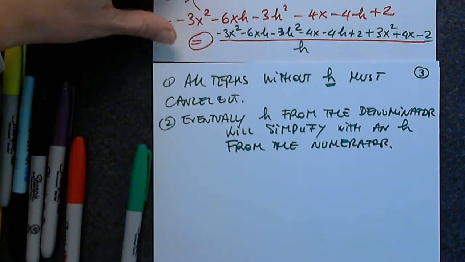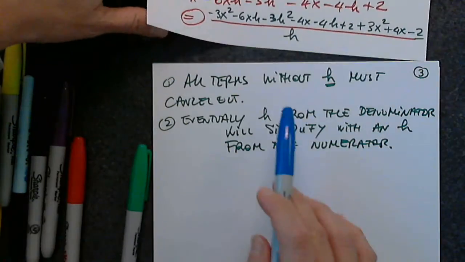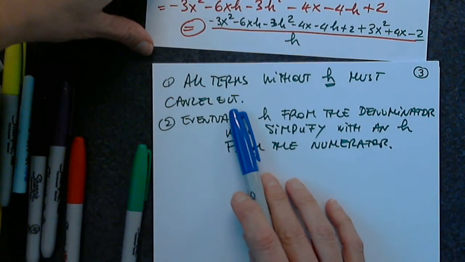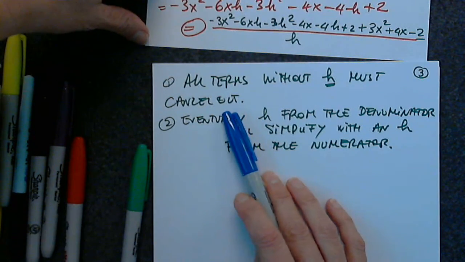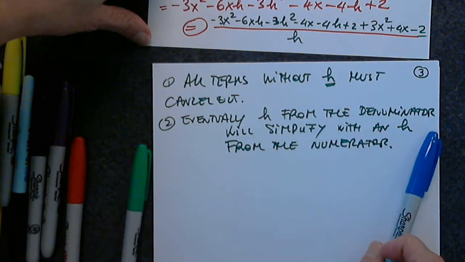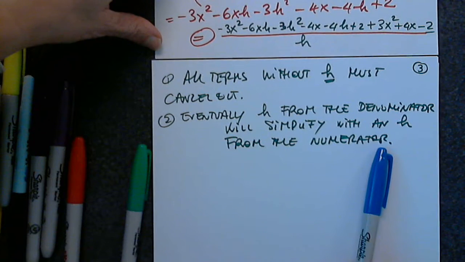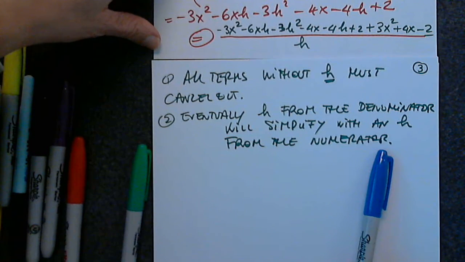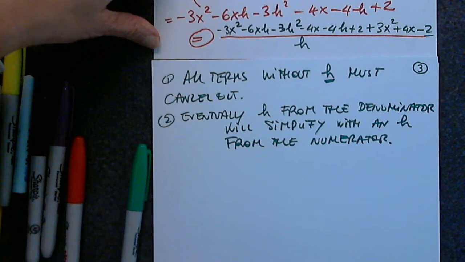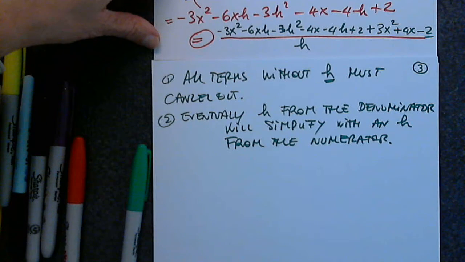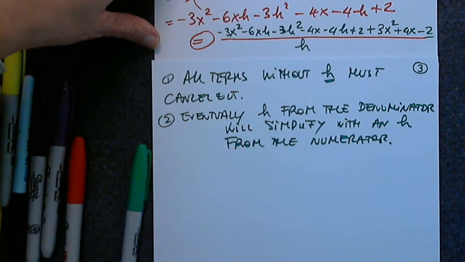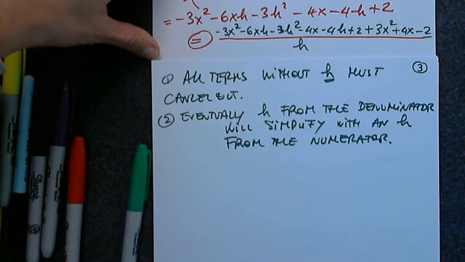So let's go back to the problem. All terms without h must cancel out. Otherwise, we have an error somewhere. And eventually, h from the denominator will simplify with an h from the numerator. And if you want, we can write a third thing that has to happen: the final expression of the difference quotient will have h in it. If you want to write that down, we can.